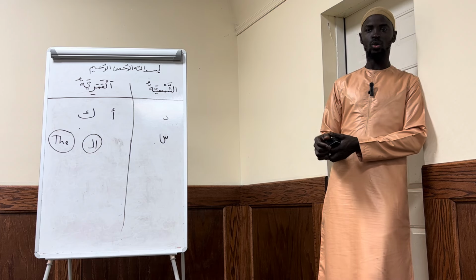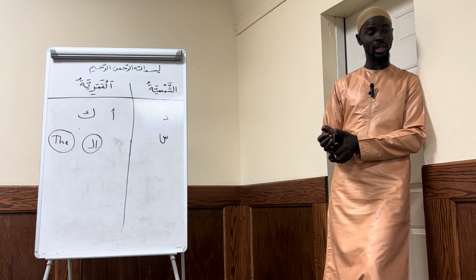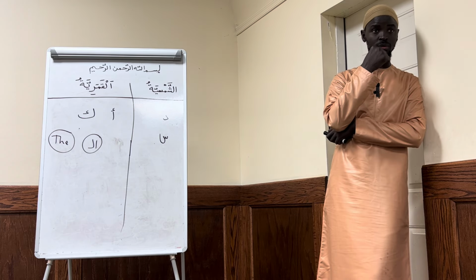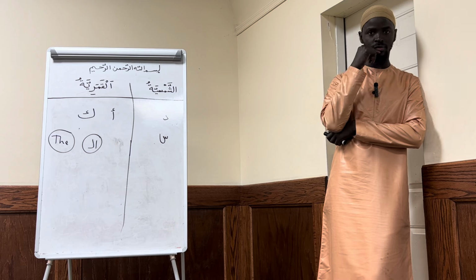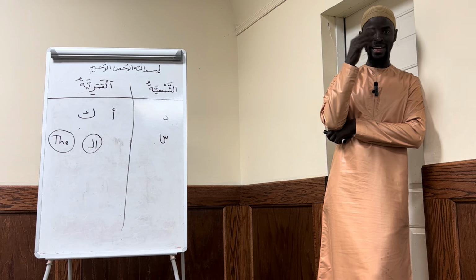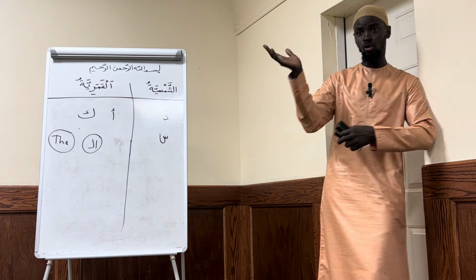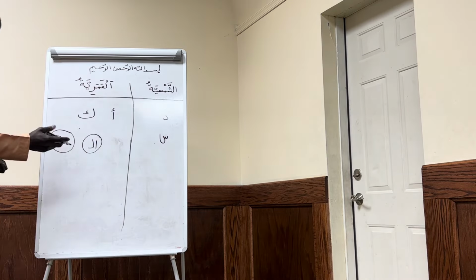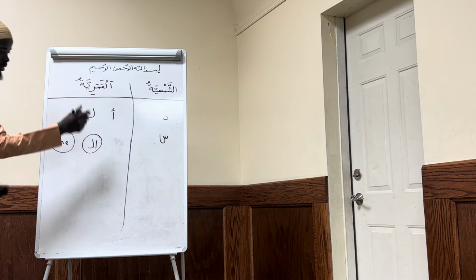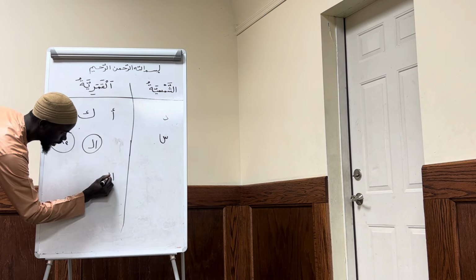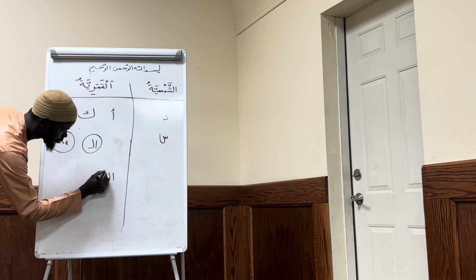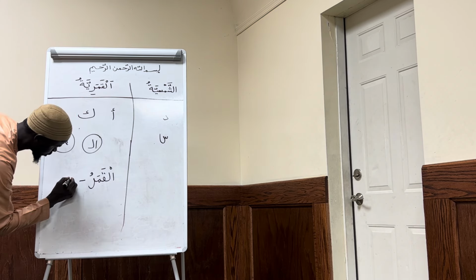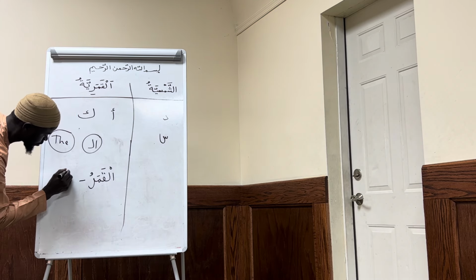So anytime you find alif and lam on something, that means "the". That is al-ma'rifa, exactly. And nakira means something that you don't know, something raw. Like let's say al-qamaru, and then you said what? Qamarun.